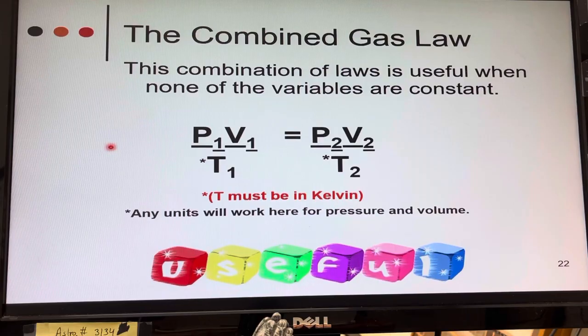Again, temperature must be in Kelvin, and any units will work for pressure or volume as long as they are consistent. So I don't have to have liters here. I can have milliliters here, but I must use milliliters here. And I don't have to have atmospheres here. I can have millimeters of mercury here, but then I also must have millimeters of mercury here for pressure. And again, temperature must be in Kelvin. So it's P1 V1 over T1 equals P2 V2 over T2. Sorry, said it too fast. So it's very useful when all of the variables are changing. We're going to see that.